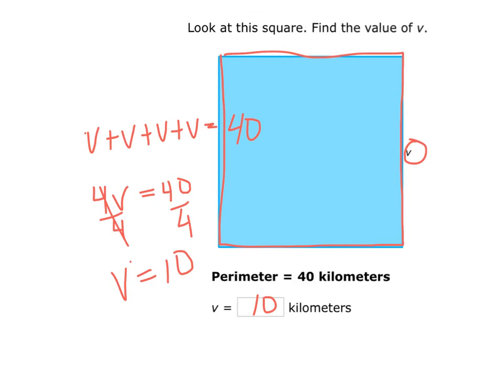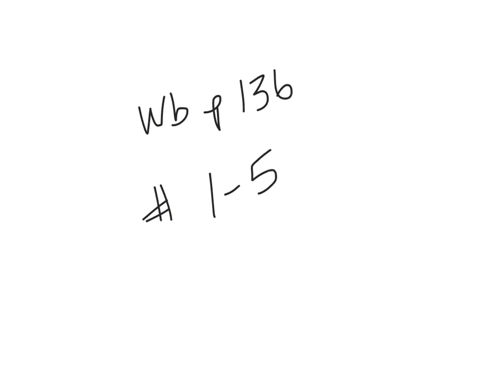Okay, so those are some of the examples that you're going to have to do in your Excel tomorrow. For today, all you have to do is workbook, page 136, numbers 1 through 5, and 5 has an A and B. All right, let me know if you have questions.